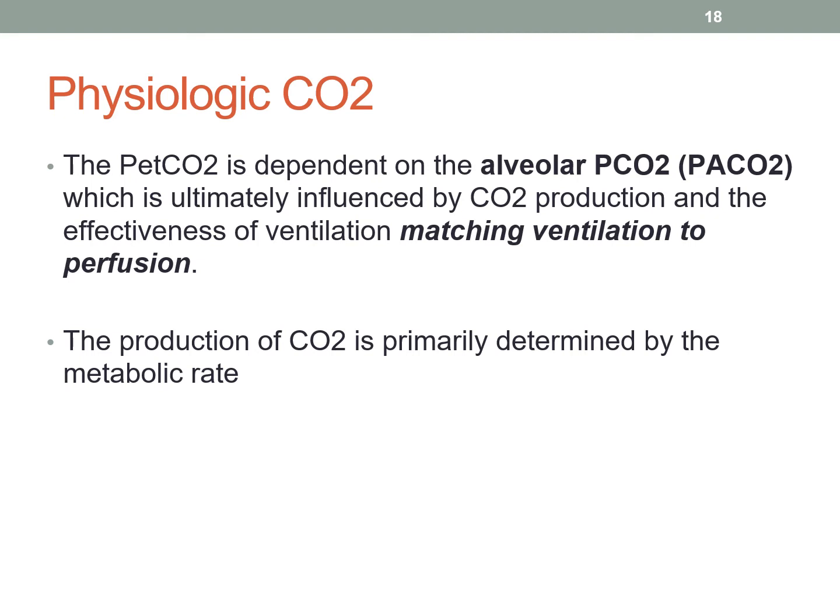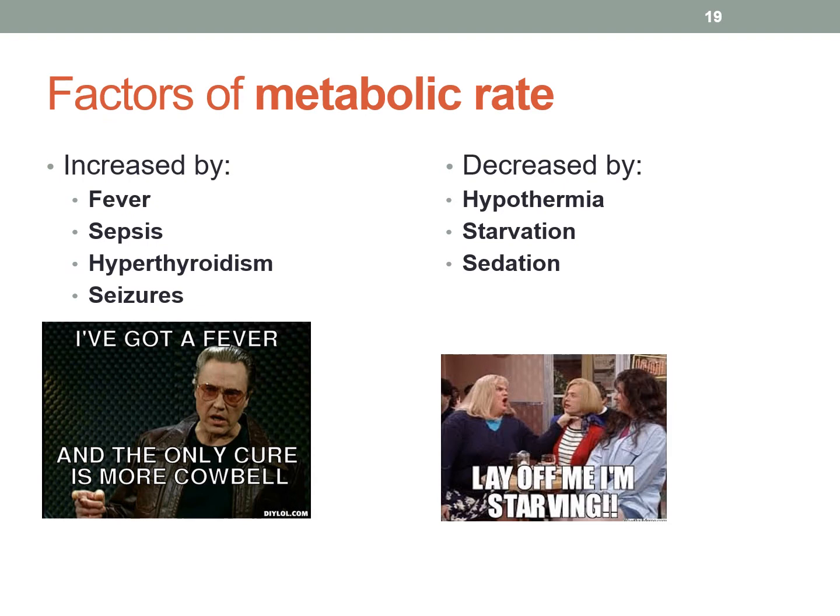So you're going to produce more CO2, which is going to lead you to have a higher respiratory rate. Let's put it that way. So different disease processes, a fever, and that type of thing. Okay, so factors that increase or change our metabolic rate. Again, like I just mentioned, fever, sepsis, which is often associated with many of the disease processes that we deal with, hyperthyroidism, seizures. Decreased metabolic rate: hypothermia, starvation, sedation, anything that kind of slows it all down.